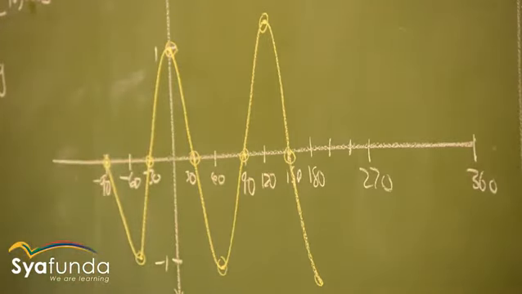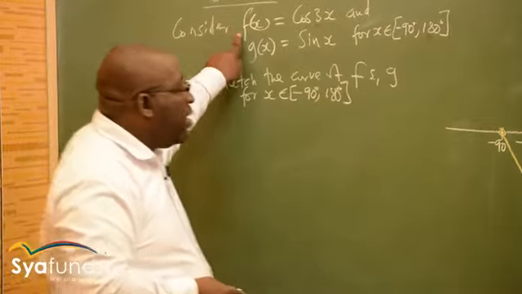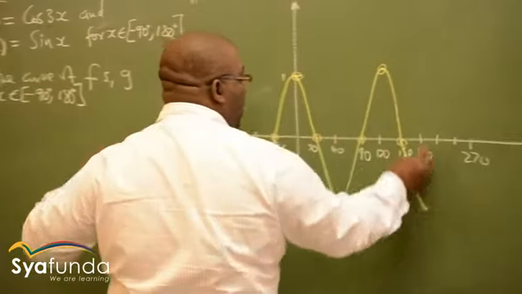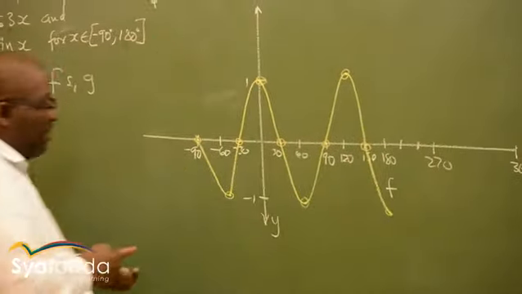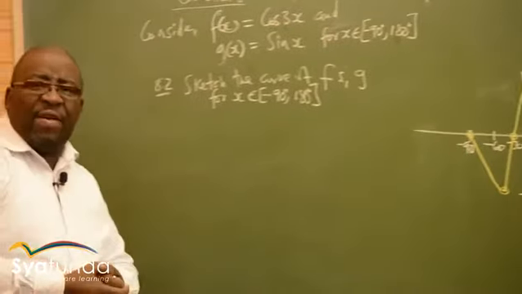It is important that you should name our graph. This is how this graph of cos 3x will look like. They refer to it as f, so we name it f. This is the graph of f. We name it f. Right, that's the first part.